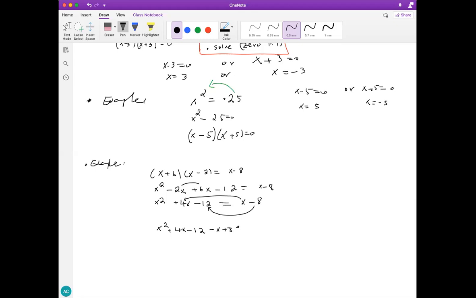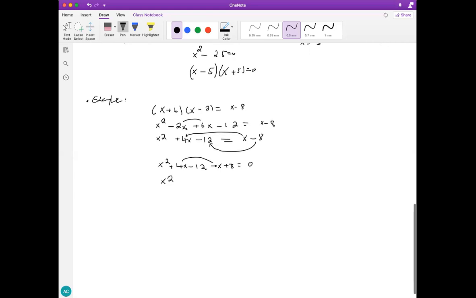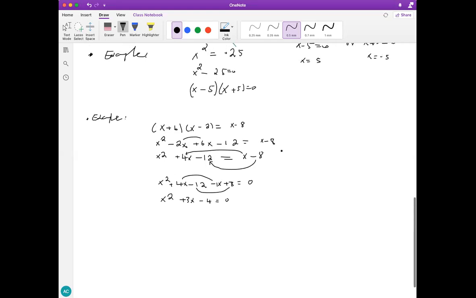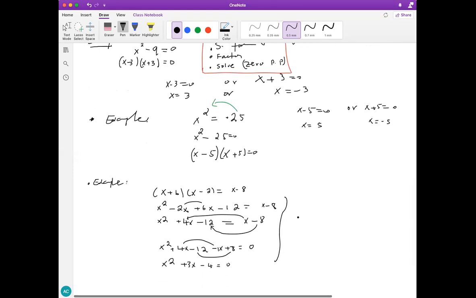The equal sign is here. Both of these moved, so we have 0 on this side. X to the second will be combined with negative 1x. This will be positive 3x. Combine these two together, will be negative 4 and 0. So all this just to write the equation in standard form. Okay, so this is standard form.